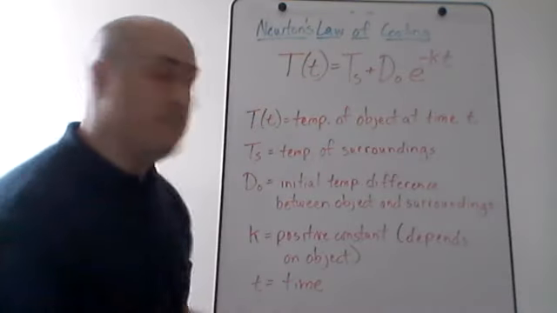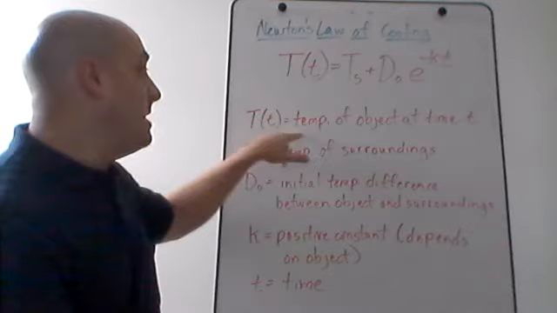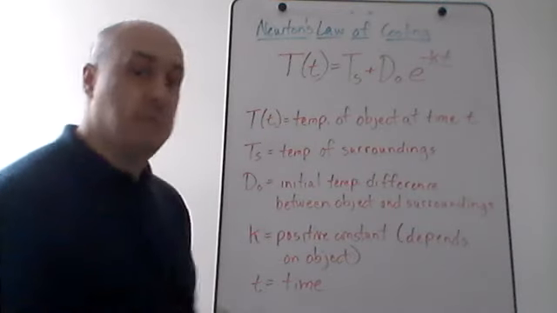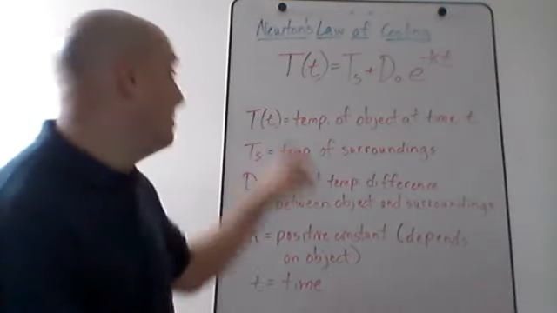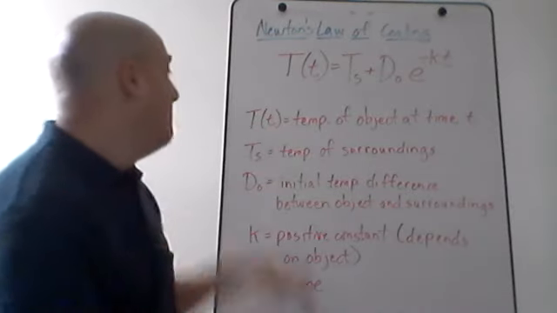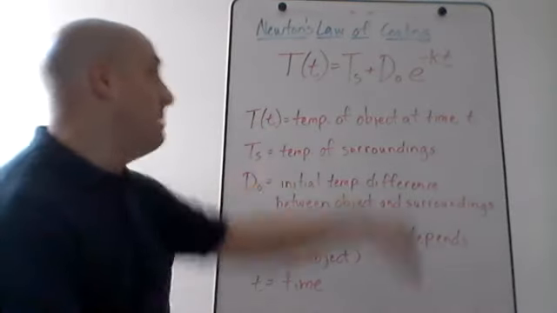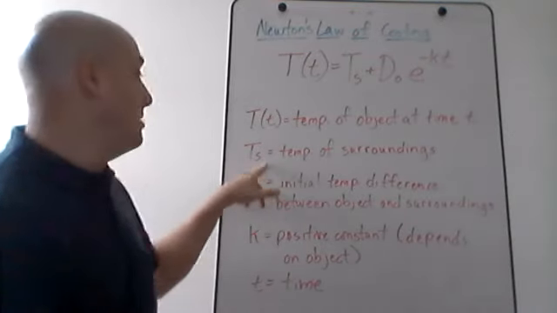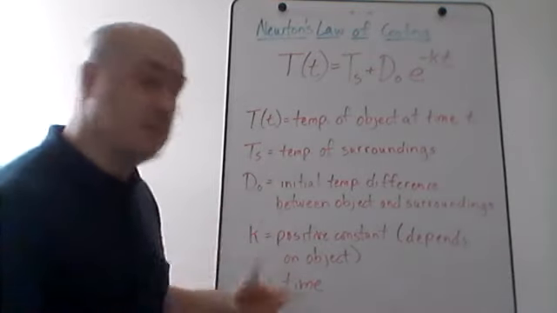Now, what does all that stuff mean? Capital T of t means the temperature of the object at time t, the object being like the cup of coffee that you're putting in the room. T sub s is the temperature of the surroundings. So if the room is 70 degrees, 70 is your T sub s. That's the temperature of the surroundings.